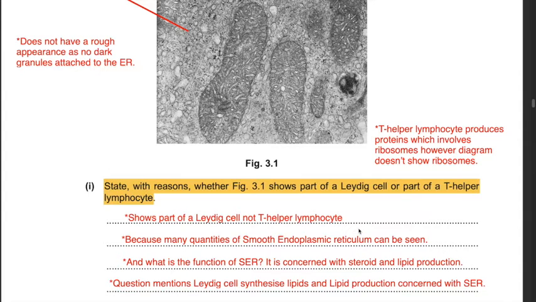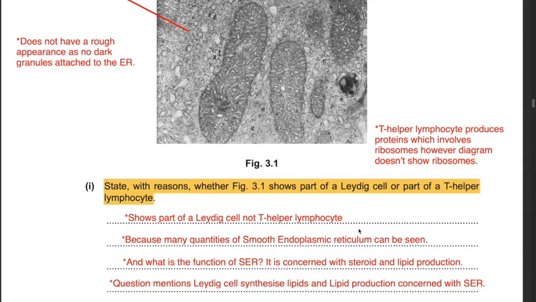It is concerned with steroid and lipid synthesis. If you recall chapter 1 of your biology textbooks, the function of smooth endoplasmic reticulum is concerned with lipid production or steroid production. And since the question mentions that Leydig cell synthesizes lipids, the answer is this diagram shows part of a Leydig cell. Why not T helper lymphocyte?